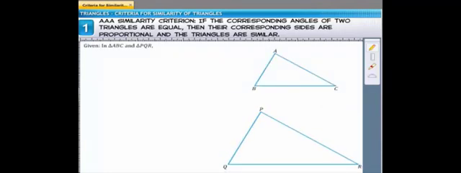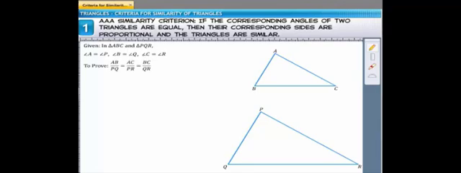Let's consider two triangles, triangle ABC and triangle PQR. Here angle A is equal to angle P, angle B is equal to angle Q, and angle C is equal to angle R. In order to prove that triangle ABC is similar to triangle PQR, by the AAA similarity criterion, we'll prove that the ratios of sides AB and PQ, AC and PR, and BC and QR are equal.